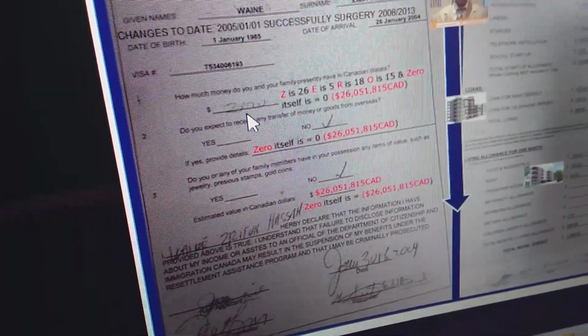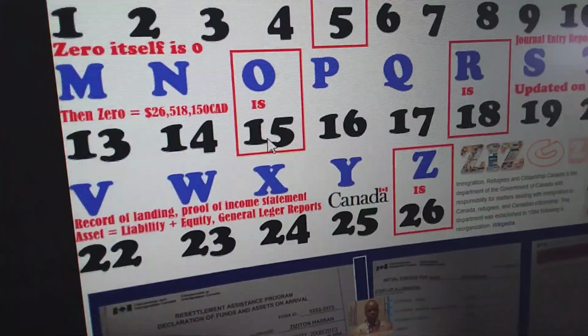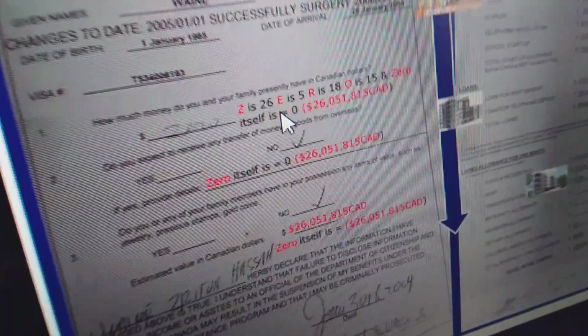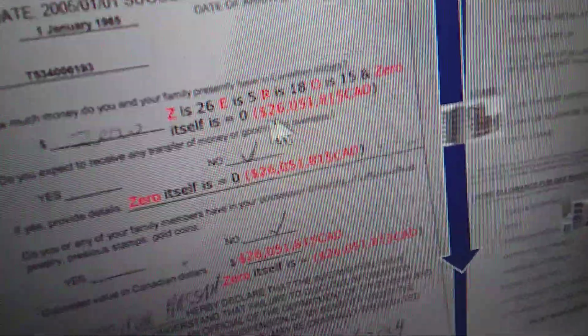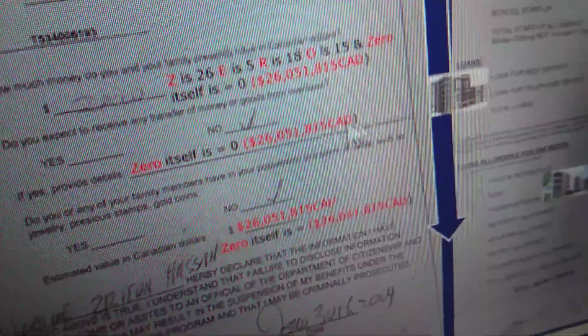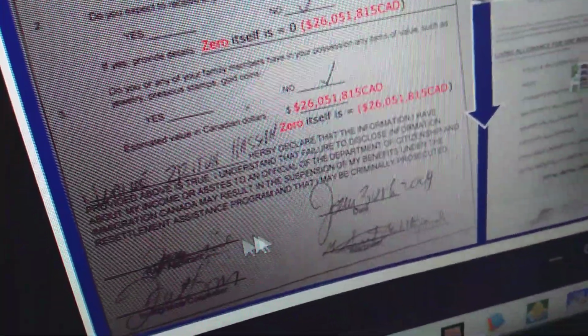Okay, how much did I have when I was landing here? Of course, it's 0. If it's 0, Z is 26, E is 5, R is 18, O is 15, which is roughly 27 million right there. I come with the $27 million, and the amount is written right there. So another amount of money, such as for gold, yes, that's 27 million, and that's the consent of the signatures.